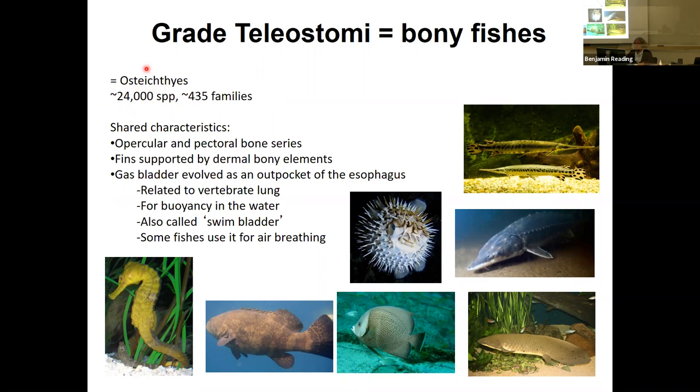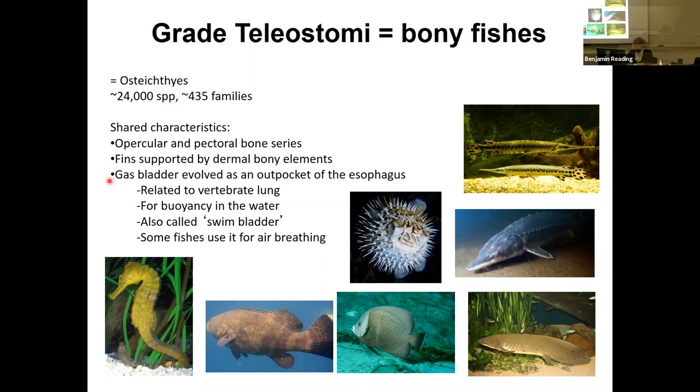Some of the major characteristics here of all these fishes that differentiate them from the chondrichthyan fishes and the agnathan fishes we've already talked about is primarily bone. So opercular and pectoral bones. Pectoral bones meaning that pectoral girdle that supports the fins. And the opercula are the bony plates that cover the gills. So like the bony operculum here, it's really a gill plate. You sort of see this on these fishes because underneath this are the gills, and so it's a protective device.